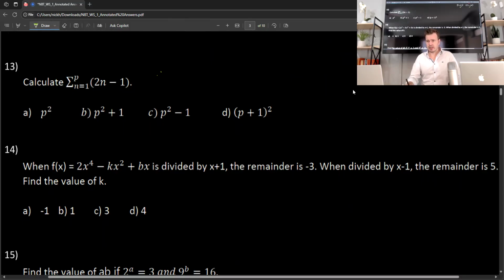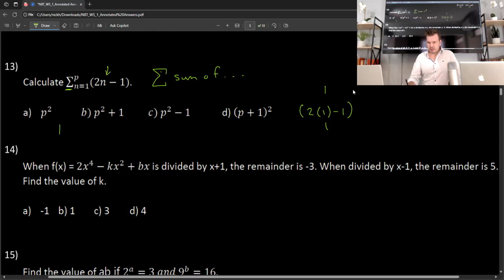Let's continue. Okay, so this little symbol here means the sum of. And it's a rule. So this is the rule: 2n minus 1 is the rule. So if I was to put n as 1, I would get 2n minus 1, which would be 1. This is when n is 1, so that's the first term. Okay, so the first term is 1.